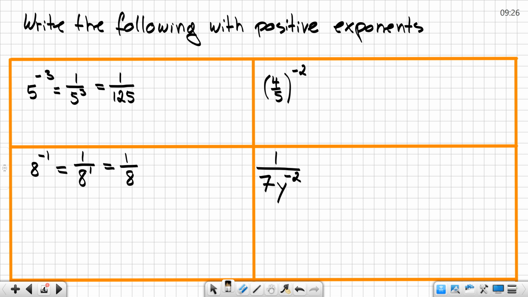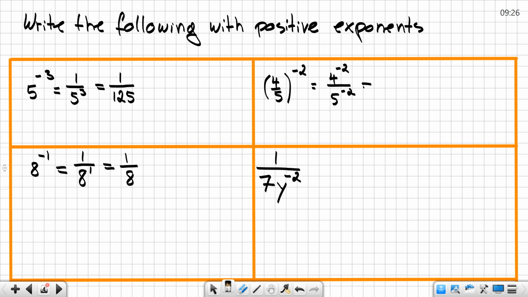Let's have a look at something that looks a little bit more complicated. 4/5 raised to the negative second. I can do this in several different ways, actually. I have rules that say that if I have a parenthesis with an exponent, the numerator gets the exponent and the denominator gets the exponent.